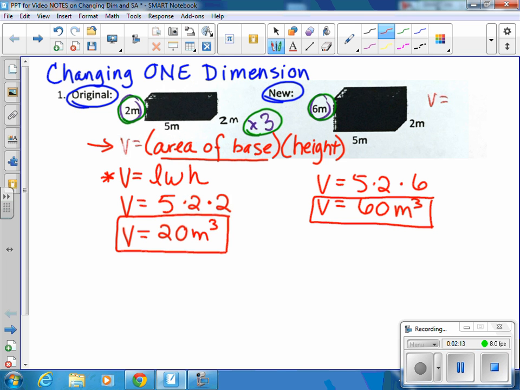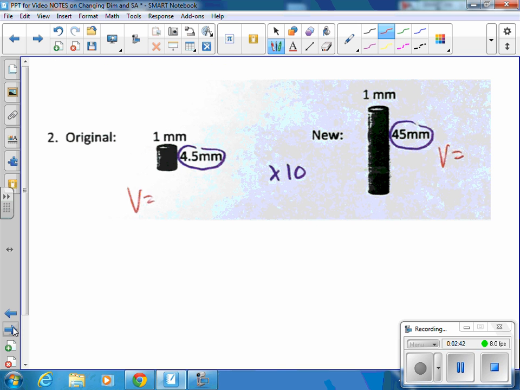All right, so we need to compare these. First of all, we already know that when we changed this height to this height here, it was a scale factor of 3. So does that hold true for this? I had 20 meters cubed. If I times this by 3, do we get this answer here? And we do. So far it seems like if I change the dimension by a scale factor of 3, then my volume changes by a scale factor of 3. Let's look at the second one, and let's see if this does the same thing.